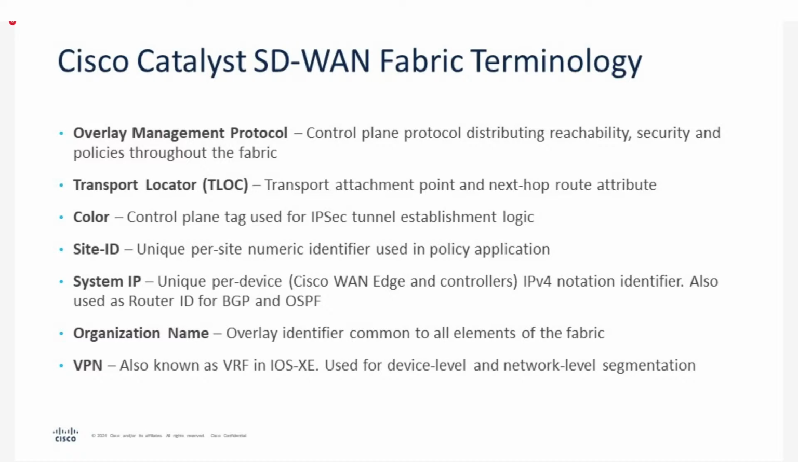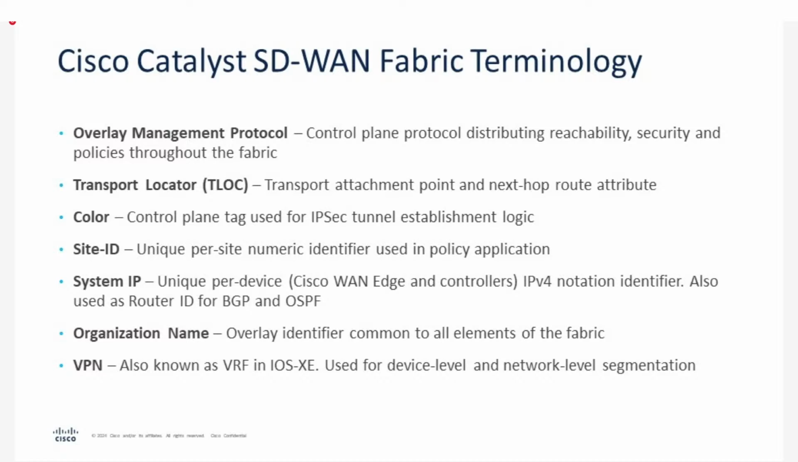Next one is the TLOC. TLOC is a transport locator. This is an attachment point where a WAN edge router connects to a WAN transport network. This TLOC is uniquely identified and represented by a three-tuple, which consists of your system IP address, link color, and your encapsulation. When I talk about encapsulation, this is mainly GRE or IPsec.